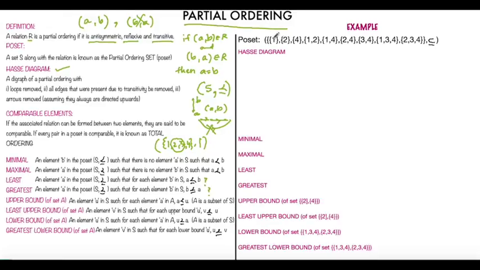So now we have this set: 1, 2, 4, 1 2, 1 4, 2 4, 3 4, 1 3 4, 2 3 4, and the operation here is the subset operation. So let's now draw the Hasse diagram of this poset. So we have 1 here, 2 here, and 4 here. So I will write 1, 2, and 4. Then we have 1 2, so I will write 1 2 here.